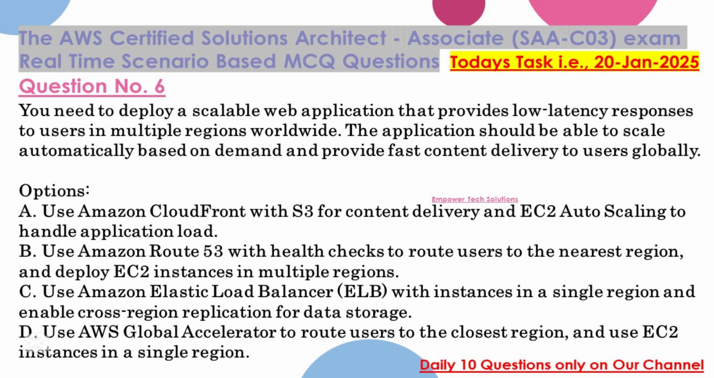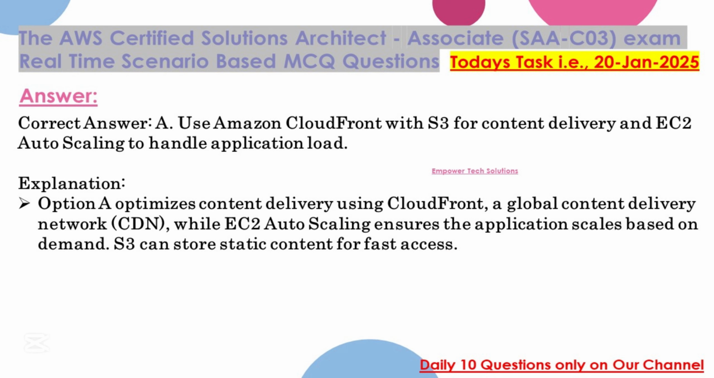B. Use Amazon Route 53 with health checks to route users to the nearest region, and deploy EC2 instances in multiple regions. C. Use Amazon Elastic Load Balancer, ELB, with instances in a single region and enable cross-region replication for data storage. D. Use AWS Global Accelerator to route users to the closest region, and use EC2 instances in a single region. Correct answer: A.